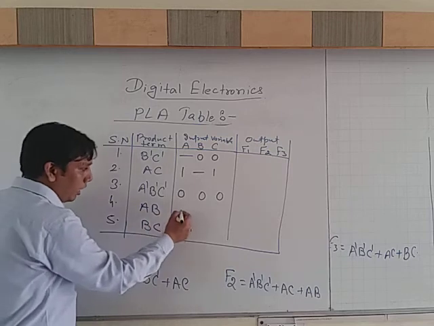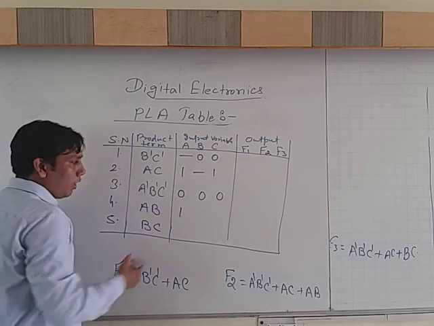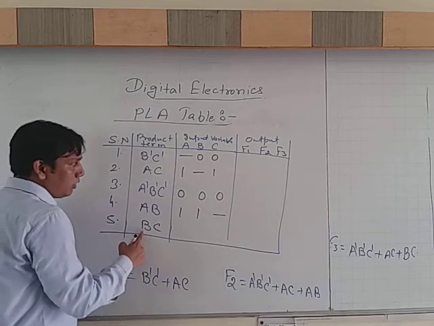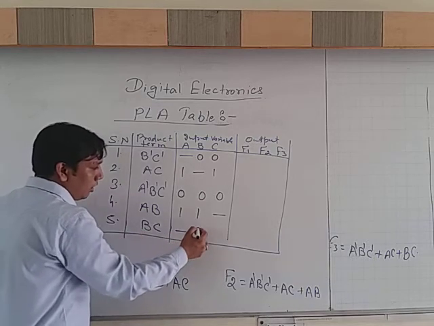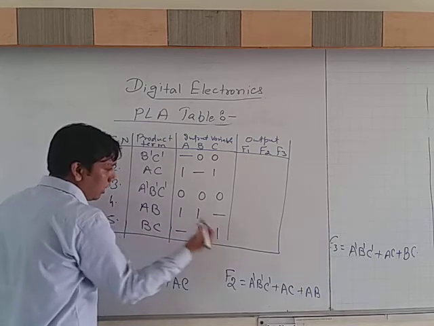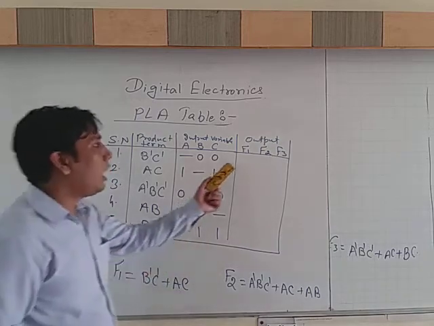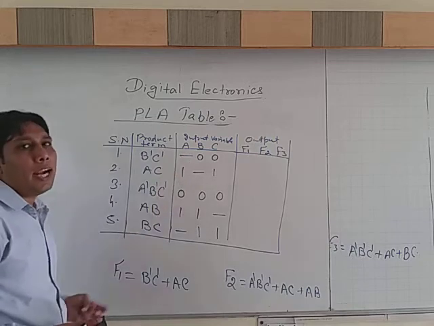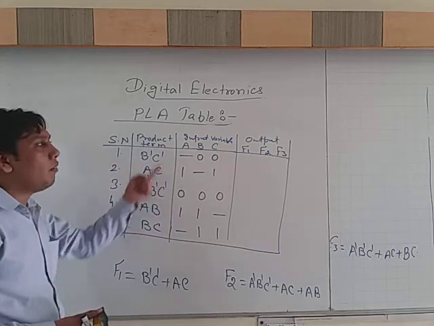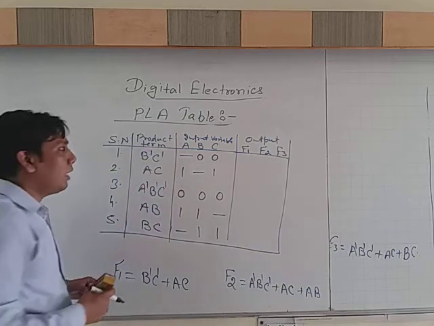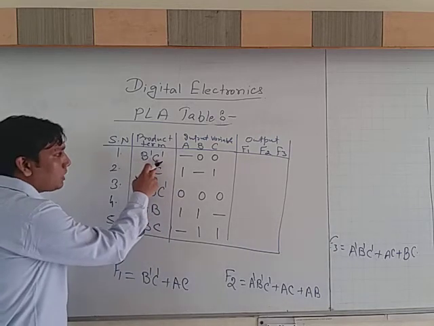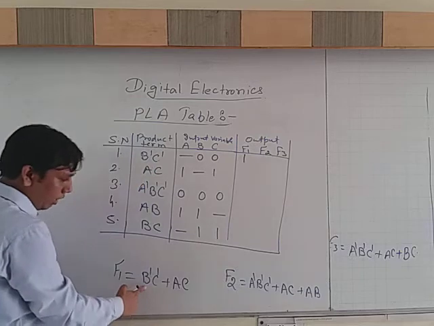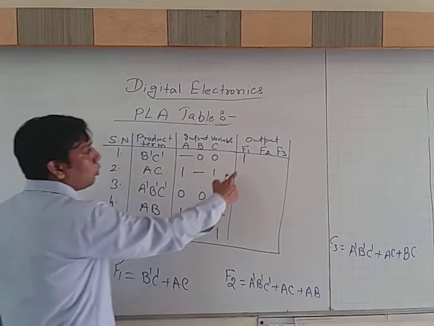In AB, A has value 1, B has 1, C has nothing. And in this one A is not available, B has value 1, C has 1. At the output part, we will just put the 1 at those which are available in that function. That means if B dash C dash is available in F1, it will be put 1. As in F1 it is available, so we will put 1.